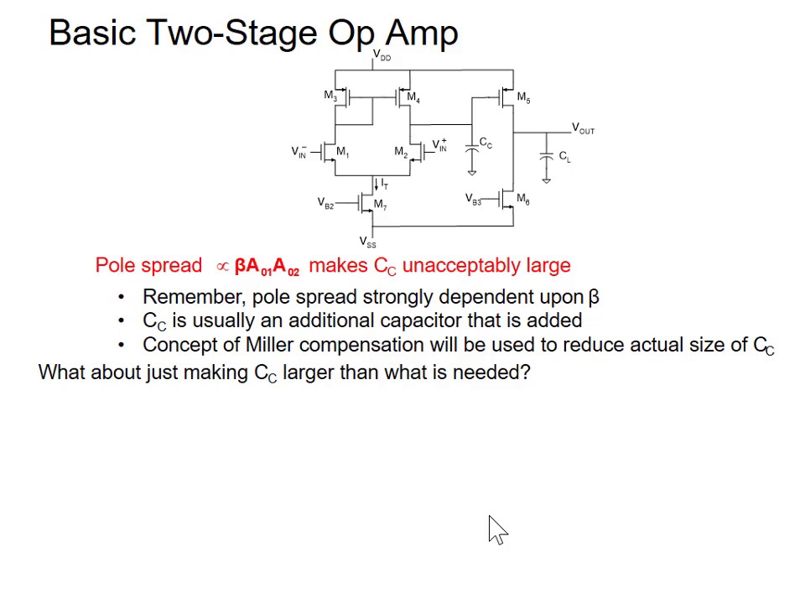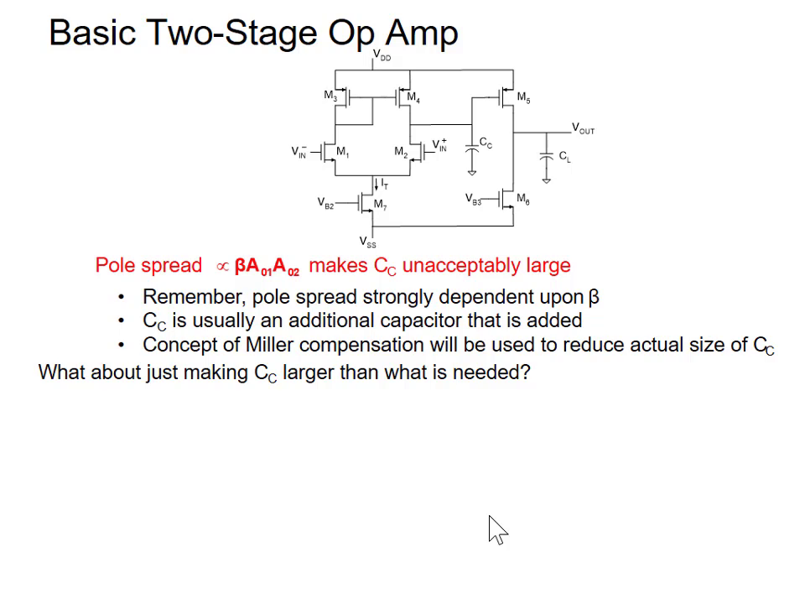But before we do that, I've got a couple questions to ask. What about just making C sub C larger than what is needed, so we're guaranteed to satisfy the pole spread criteria? So my question is, does the compensation capacitor move one pole or move both? We'll look at expressions for that.